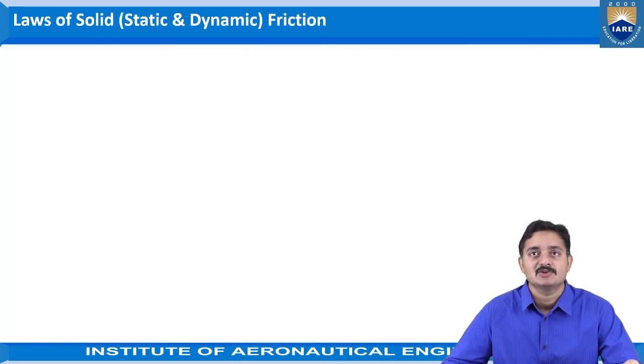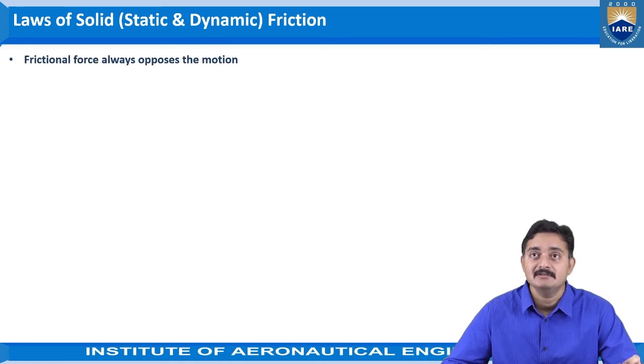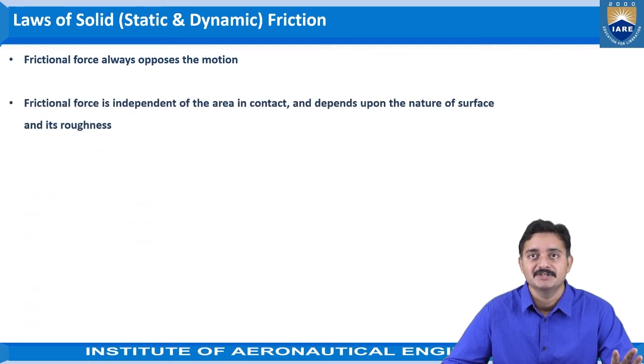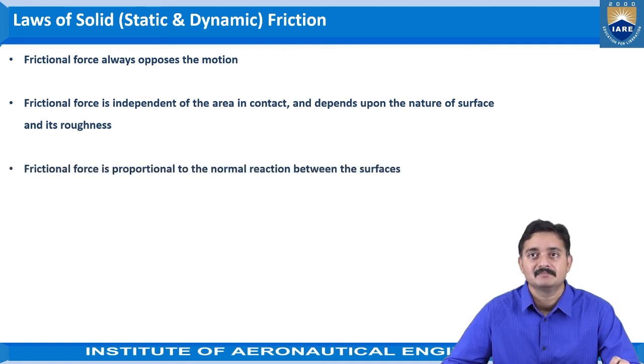Now coming to the laws of solid friction. Frictional force always opposes the motion. This is the very first law which we need to understand. Frictional force always opposes the motion of the object. Then frictional force is independent of the area in contact and depends upon the nature of surface and its roughness.